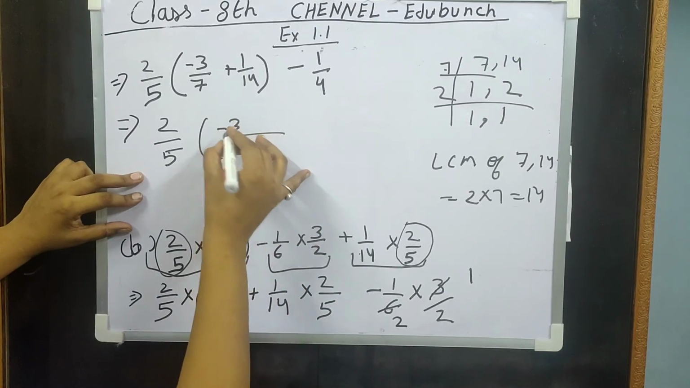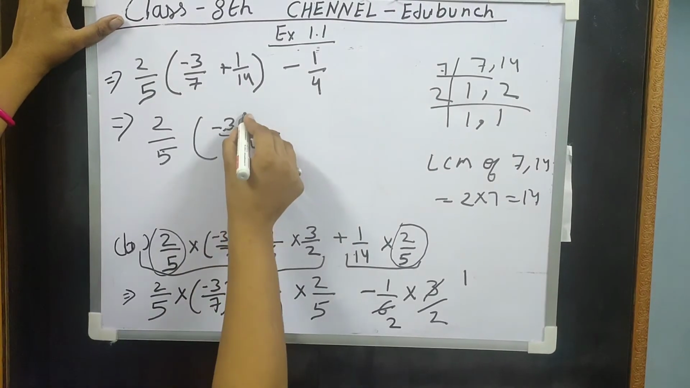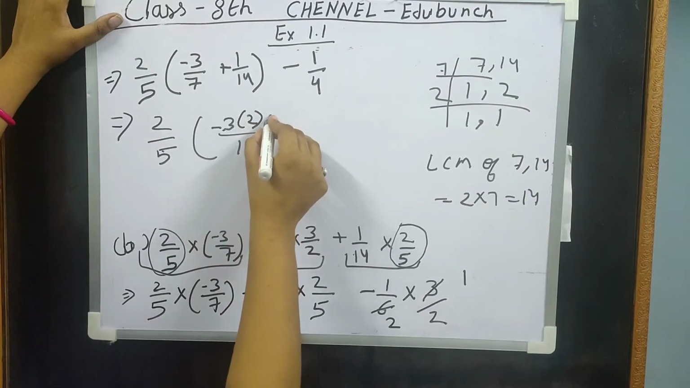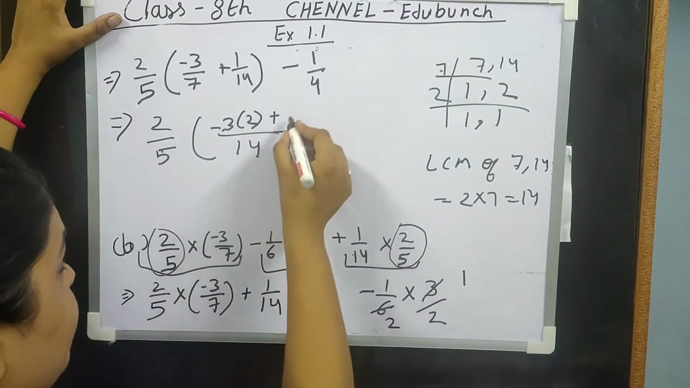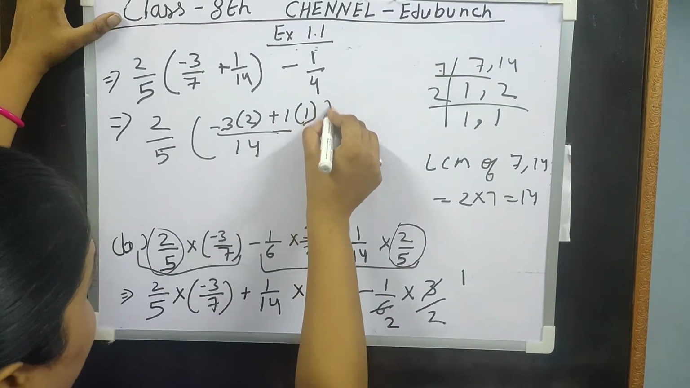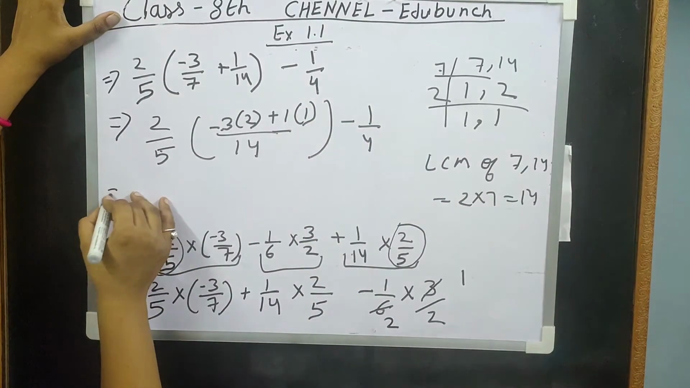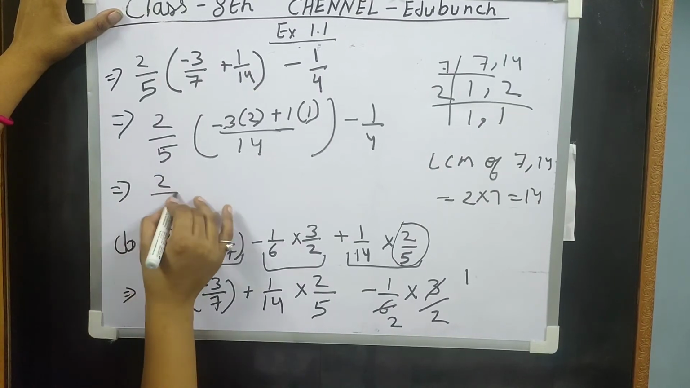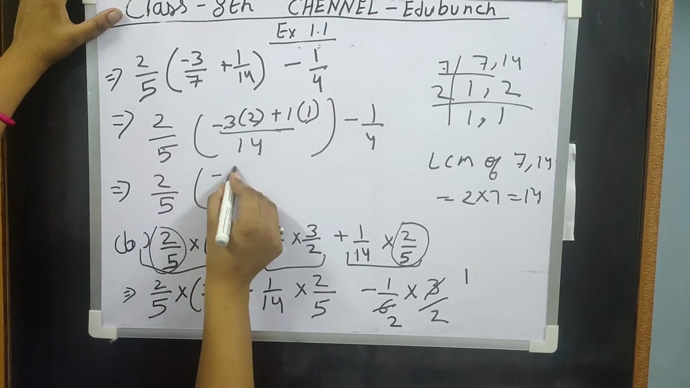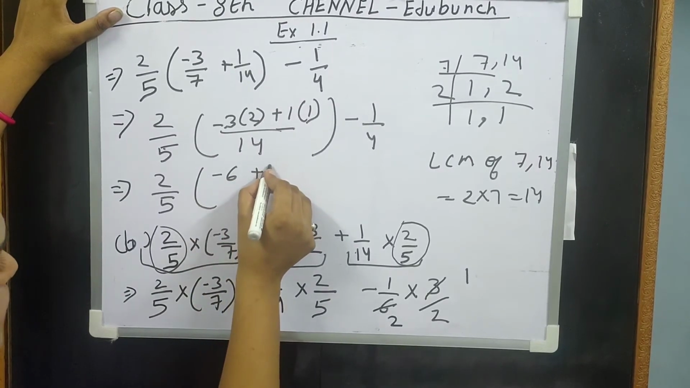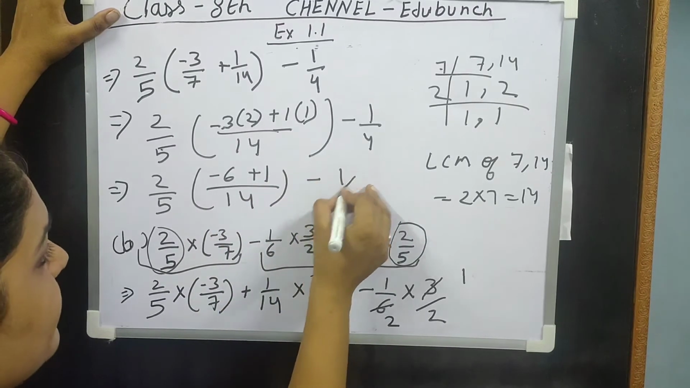Now in the table of 7, 14 comes the second time. 7 ones are 7, 7 twos are 14. So we are multiplying here with 2 plus, but in the table of 14, 14 comes the 1st time, so we are multiplying this digit with 1. Then minus 1 upon 4. Then after that what do we get? 2 upon 5 here, 2 threes are 6, minus 6 plus 1, 14, minus 1 upon 4.